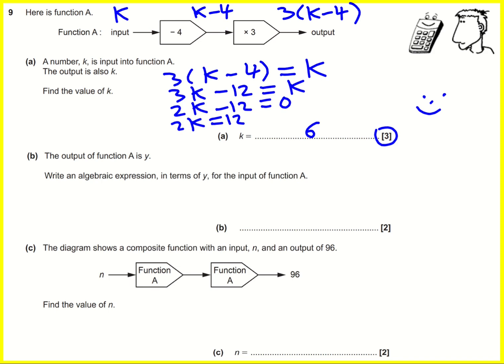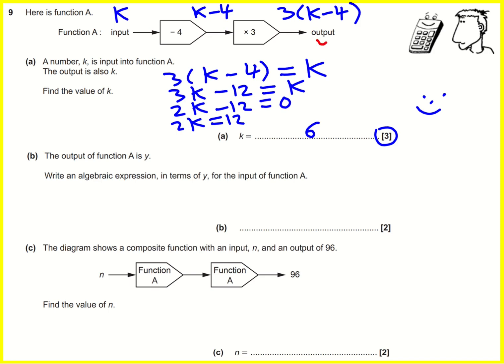Right, next part, the output of a function is y. We tend to call x the input and y the output. Write an algebraic expression in terms of y for the inputs of function a. This is another way of asking us for the inverse function, actually. Like what if I went the other way and had y as the input, what would I get as the output? But it doesn't matter too much. I'm just saying that's what the question's actually getting us to do.